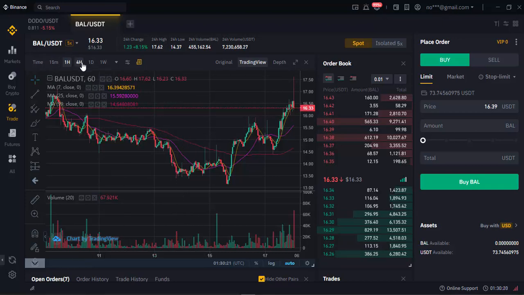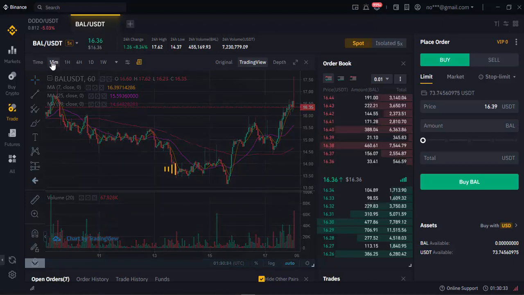Here is where you control the chart, the timing of the chart. This is the time, and you can control the time, for example 15 minutes. If you click on 15 minutes, it means that each candle is going to represent 15 minutes.